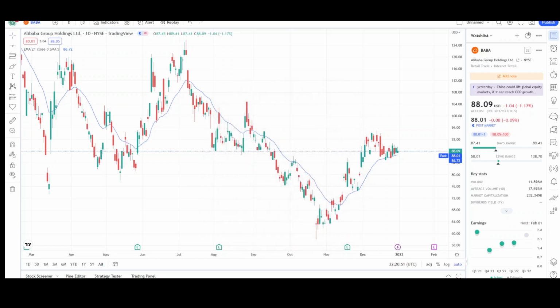I will first go over what I see in the daily chart and finish the video off with the weekly chart. So here we have the daily chart for Alibaba.